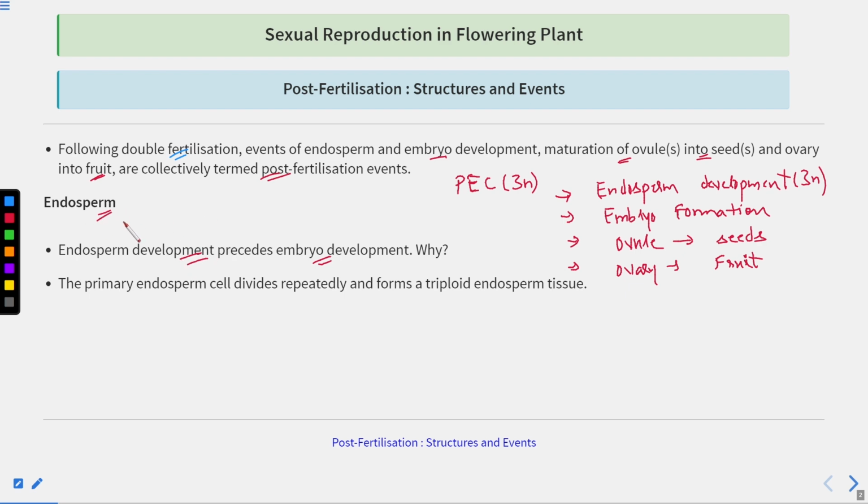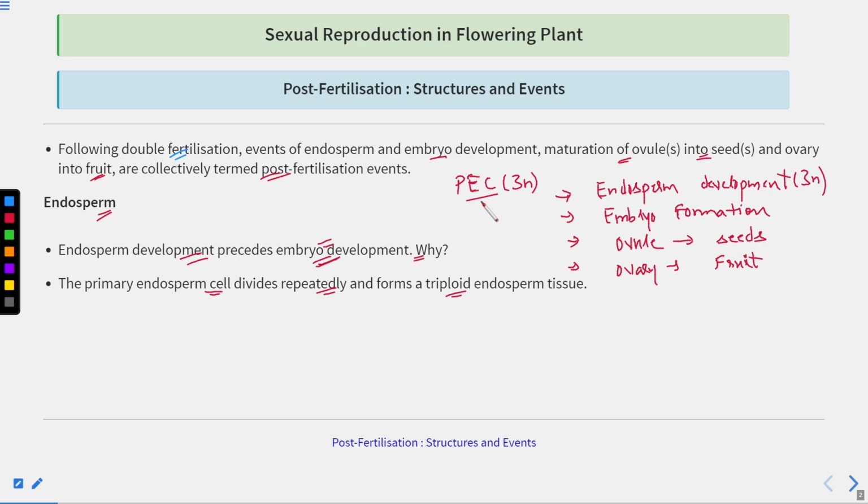And let's talk about the endosperm now. So endosperm development precedes the embryo development. Why? Because endosperm is a nutritive structure. The cells of the endosperm contain the reserve food material, which is utilized by the developing embryo. That's why endosperm development precedes the embryo development. Now, the primary endosperm cell divides repeatedly and forms a triploid endosperm tissue.